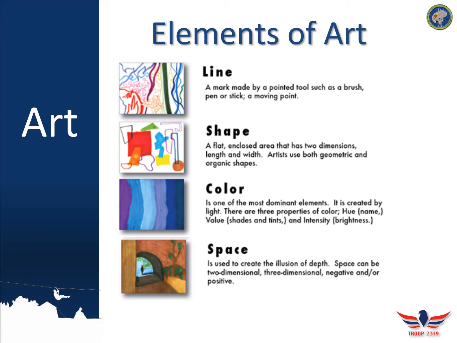Color. Color is one of the most dominant elements. It is created by light. There are three properties of color: hue, value, and intensity. Space. Space is used to create the illusion of depth. Space can be two-dimensional, three-dimensional, negative, and/or positive.